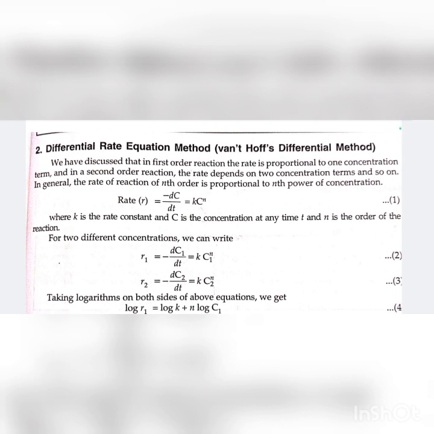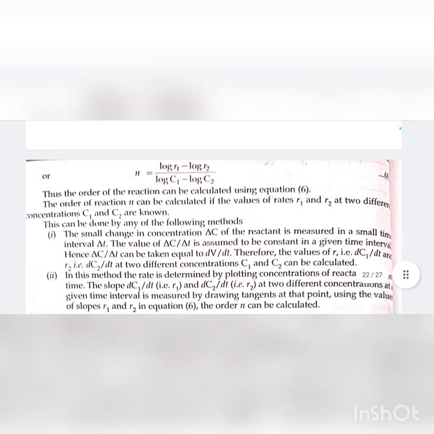For two different concentrations, we can write R1 is equal to k into C1 raised to the power n, R2 is equal to k into C2 raised to the power n. Now taking logarithm on both sides, we will get log R1 is equal to log k plus n log C1. Similarly, log R2 is equal to log k plus n log C2. Subtracting equation 5 from 4, we will get log R1 minus log R2 is equal to n log C1 minus n log C2. Now the value of n is equal to log R1 minus log R2 divided by log C1 minus log C2. The order of reaction can be calculated by using this equation.